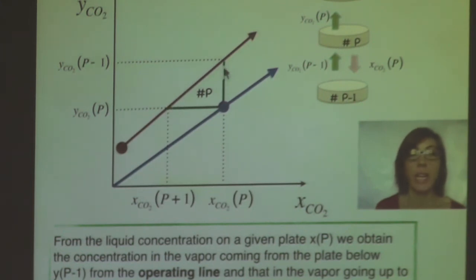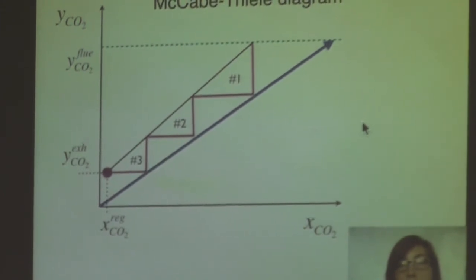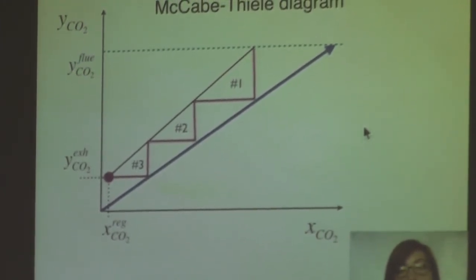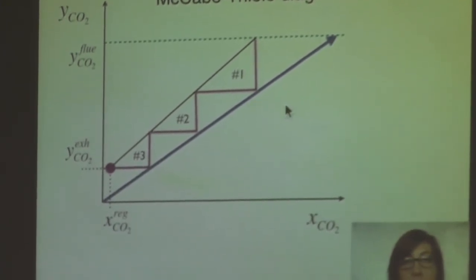So in this way, each plate on the absorption column is represented by this triangular space in between the operating line and the equilibrium line. This concept of representing plates on our graph forms the basis of what's known as a McCabe-Thiele diagram. You can learn more about that in further videos.